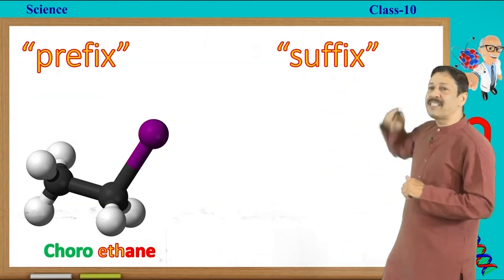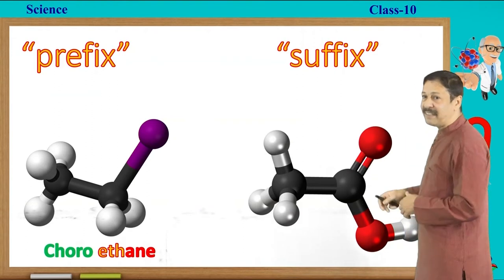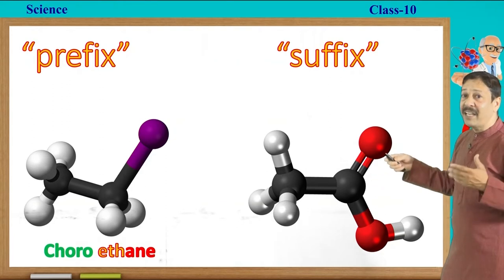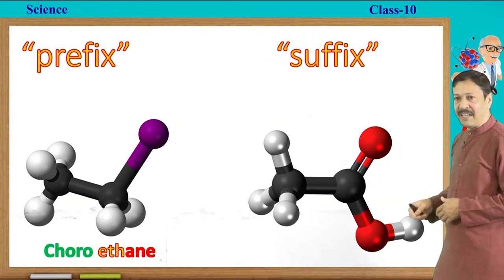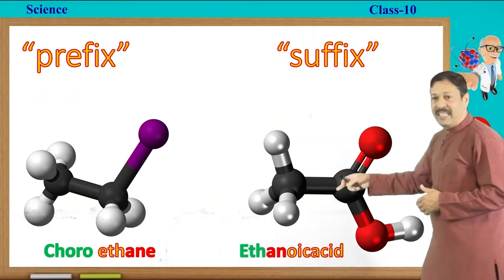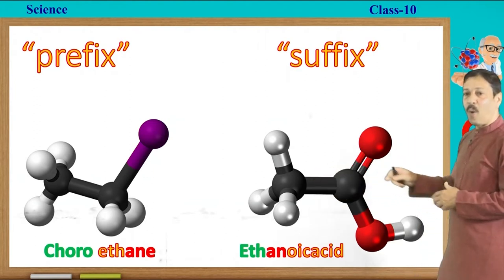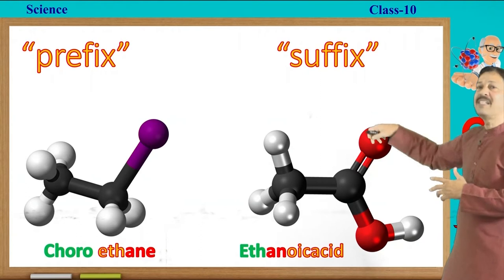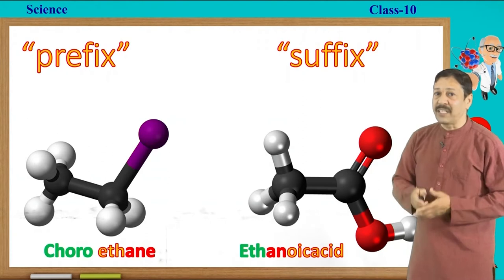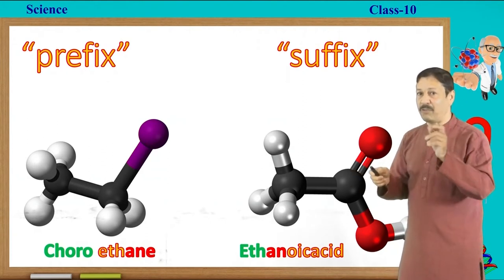Now, let us see what is the suffix, where it can be added. Suffix means at the end. Here you are seeing one more organic compound. This is ethanoic acid. How many carbons are there? You are seeing 1 and 2. Here, eth, 2 carbons, an, single bond, oic acid, because carboxylic acid is there, right? So, like this, we are using prefixes and suffixes according to the compound.